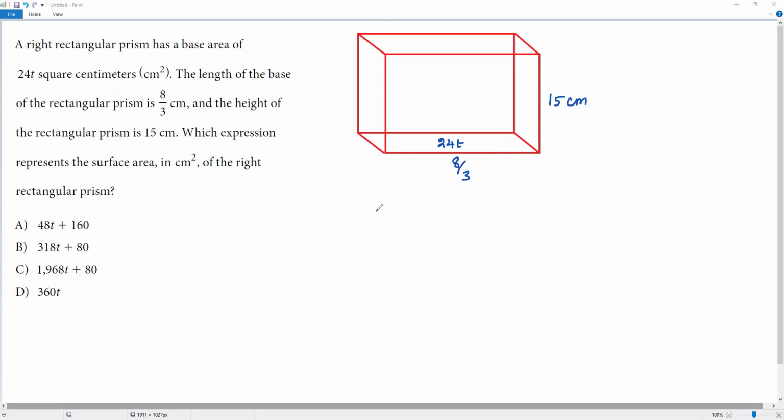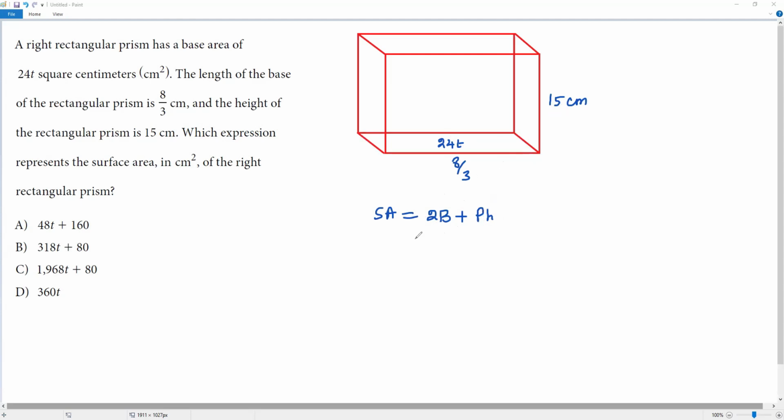Now, let me write the formula to get the surface area of this right rectangular prism. So, the formula is 2 times capital B plus capital P times lowercase h. This capital B represents the area of the base, that is 24t, and this capital P represents the perimeter of the base, that is the perimeter of the rectangle we have over here, and this h represents the height of the prism, that is 15 centimeter.